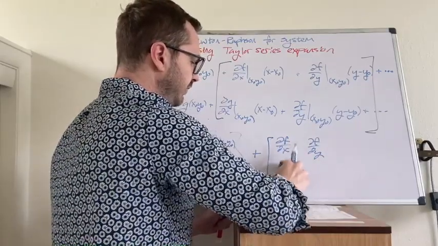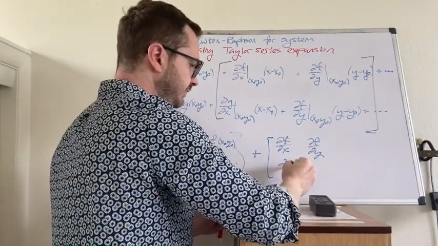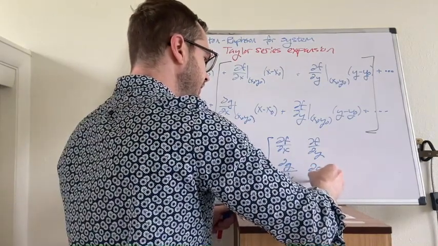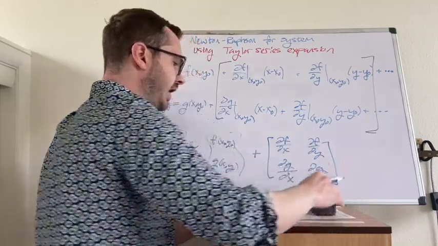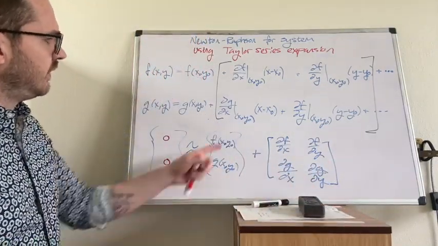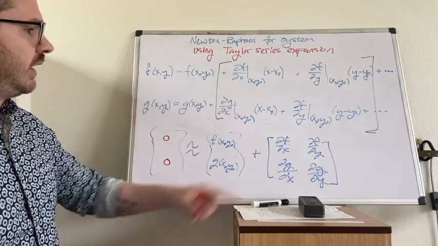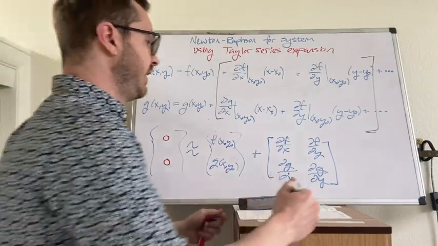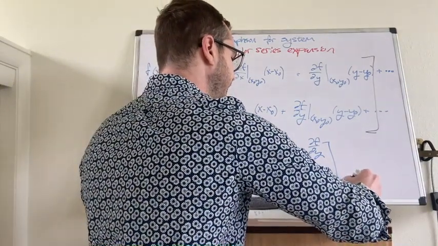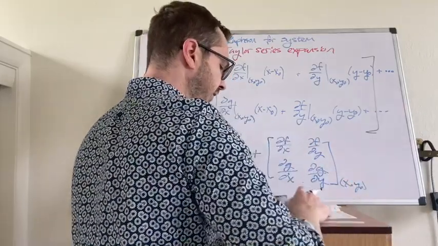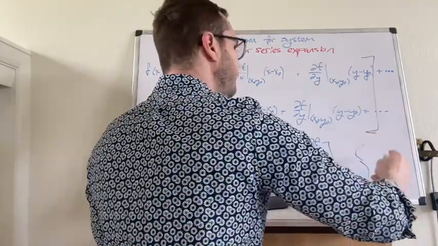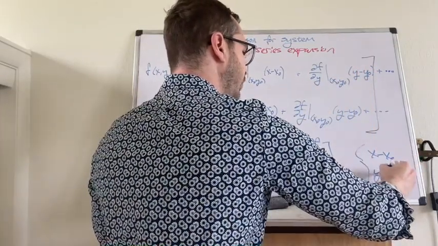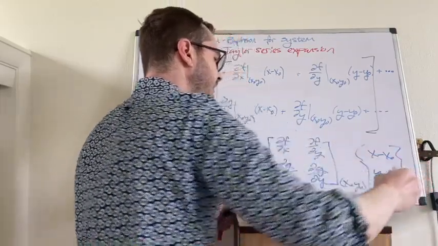Sorry, not partial f anymore. Now it's partial g, partial x, and partial g, partial y. There's those partial derivatives. You take this entire 2 by 2 or n by n matrix, and you evaluate this matrix at those given points, x naught, y naught. We then multiply by these extracted portions. So there's an x minus x naught here, y minus y naught there.